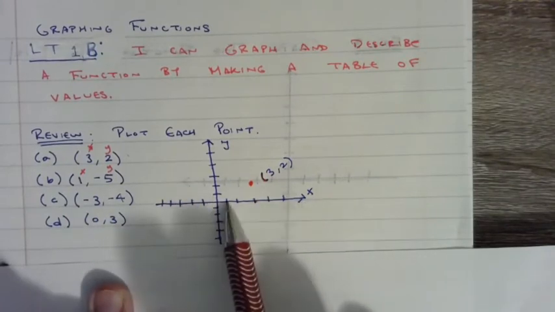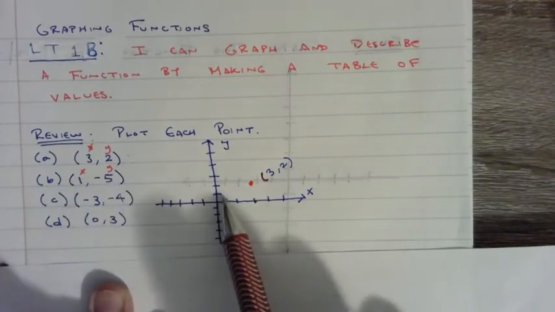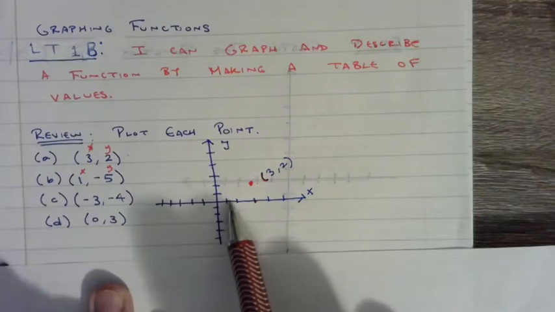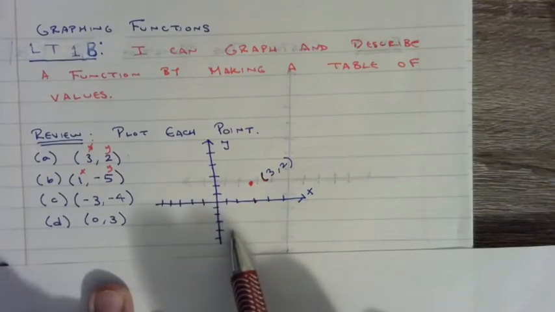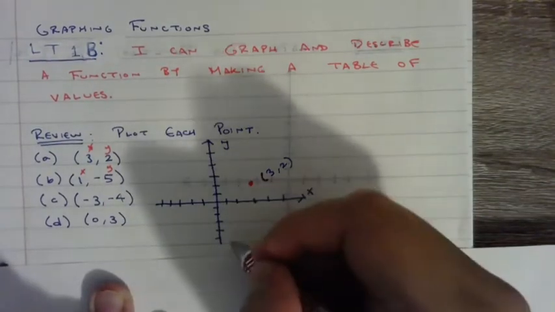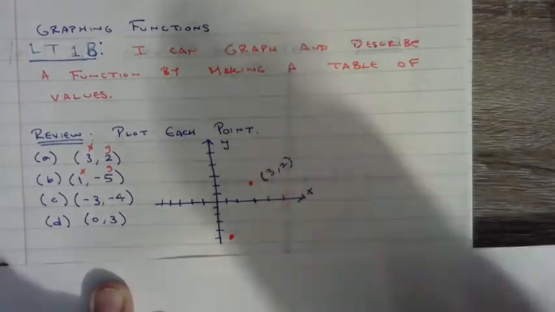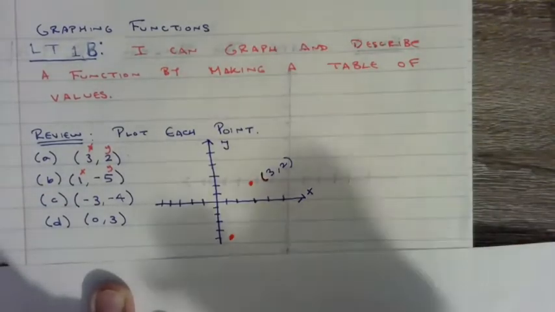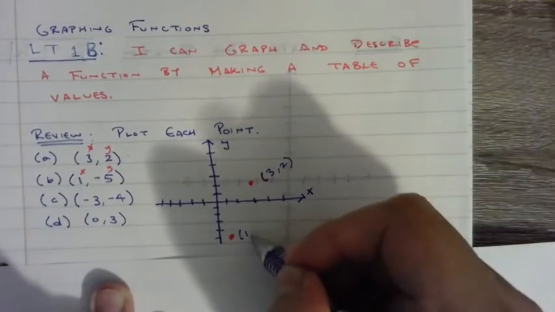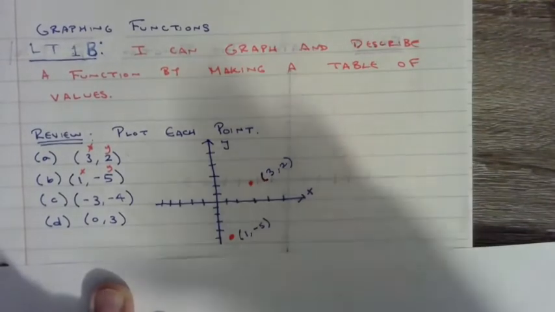So 0, 1. And then your y, it is a negative. So instead of going up, you gotta go down 5. So 1, 2, 3, 4, 5. So that right there, my fellow students, is point B, which is 1, -5.